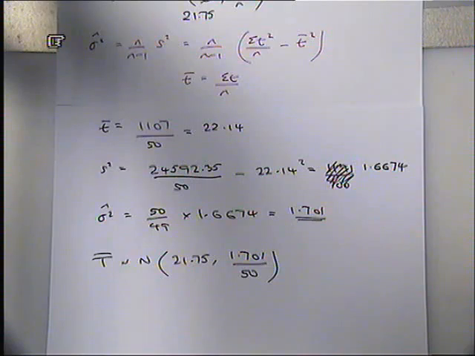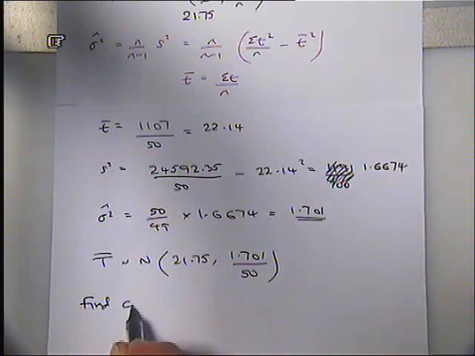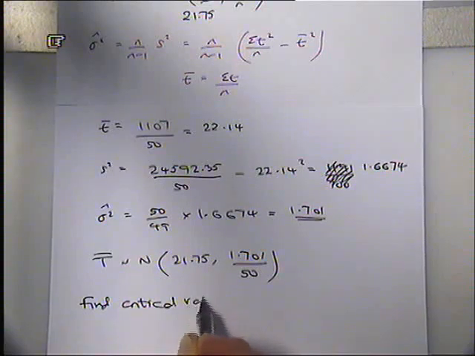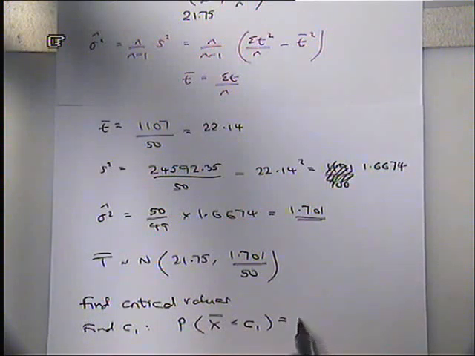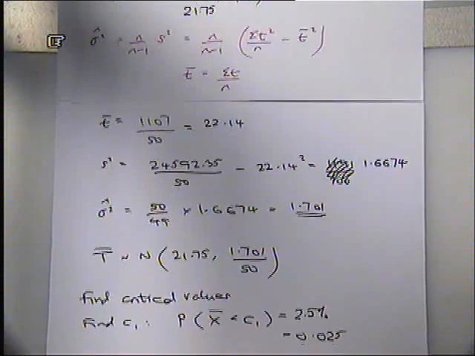And now we've got that, we can pretty much proceed as we would with another question. And what we are trying to find now is our critical values. So, which critical value do people want to find first, the C1 or the C2? C1. Okay, C1. So if we want to find C1, the probability t bar less than C1 is 2.5%, or as a decimal 0.025.